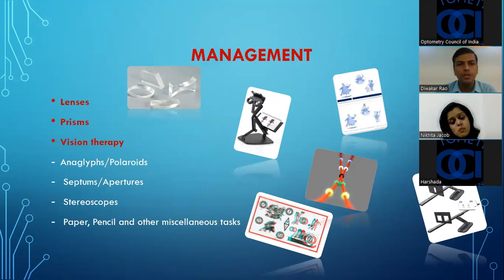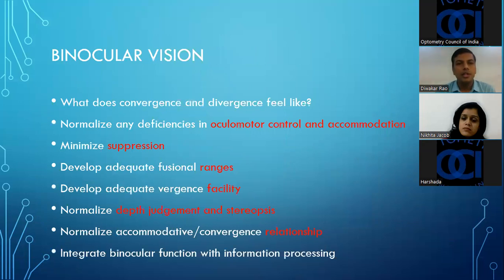In this case, the first option would be to correct any ametropia that is there. As this patient had plano in the right eye and -1 cylinder in the left eye, it needs to be corrected. Over that, vision therapy would be the first option of management here. Then prisms can be used as a secondary management option. And how did we manage in this case?